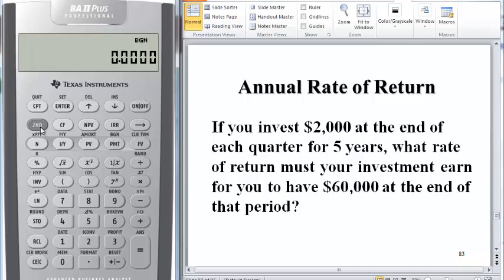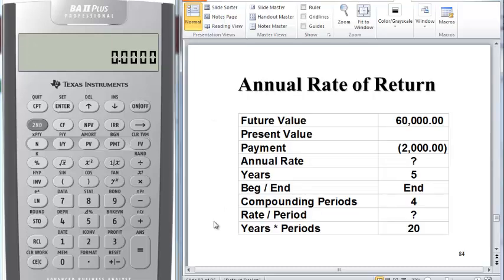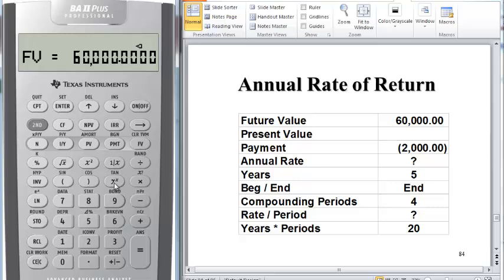Well, this is done at the end, so I need to reset my calculator to ending period, and I want to clear my time value of money. Okay, so I know that at the end I'm going to receive $60,000. That's a future value. I know that I'm going to invest $2,000, a cash outflow, every single period. So that's going to go in as a payment.